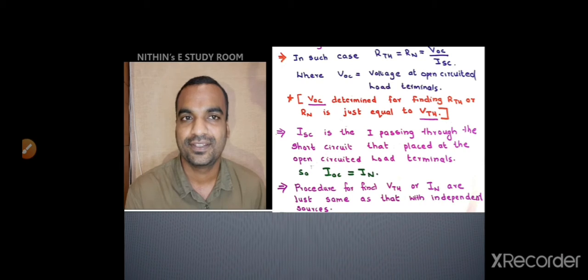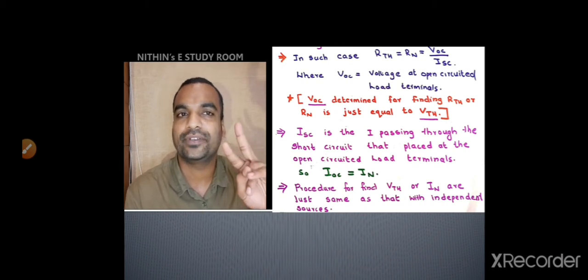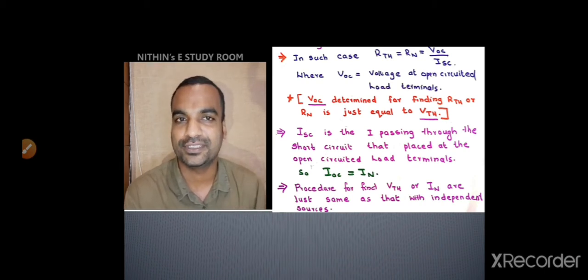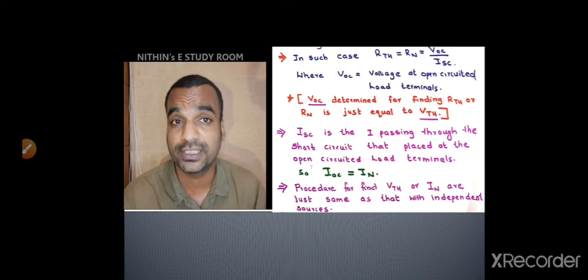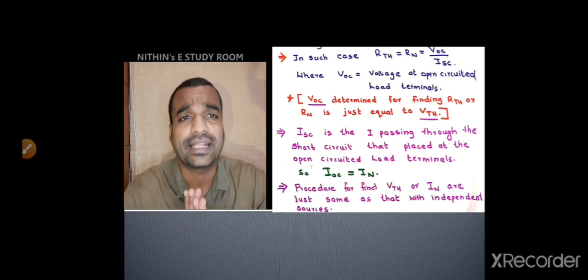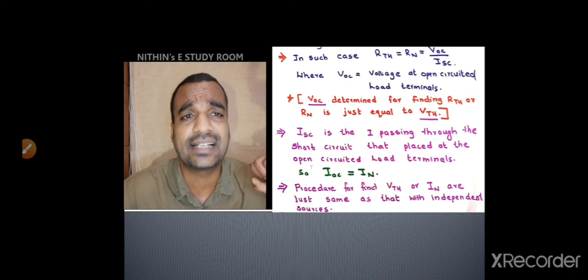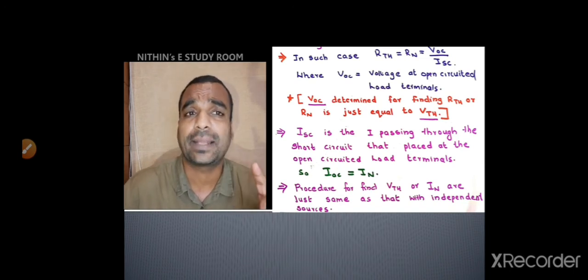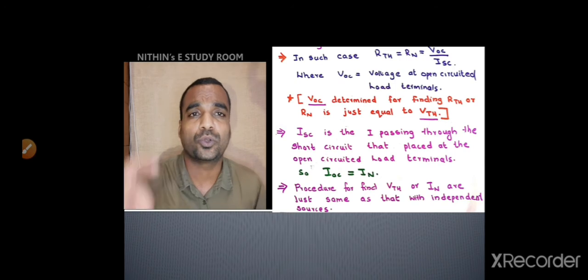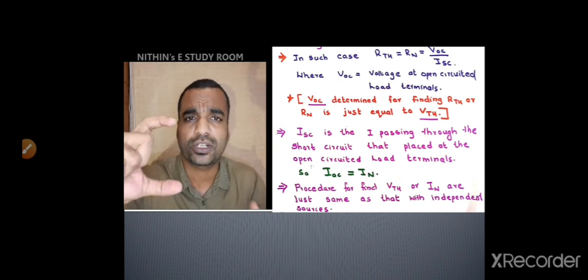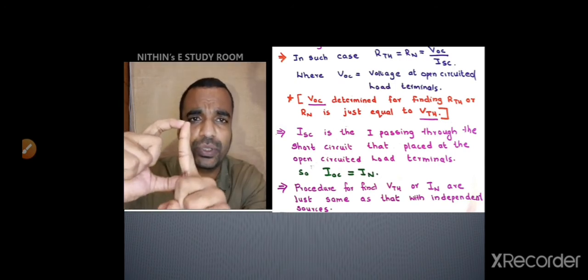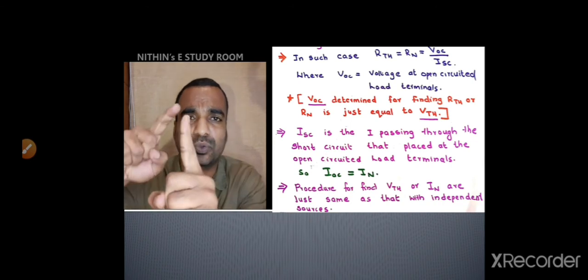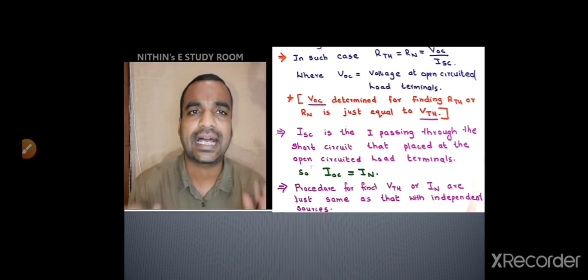So you will get two benefits if you are calculating VOC. You can use it for RThevenin and you can also use it for VThevenin. Okay, next point, ISC. ISC is the current passing through the short circuit that is placed at the open circuited load terminals. If it is the open circuited load terminals, you should place a short circuit here and find the current passing through this branch, and that is known as ISC.